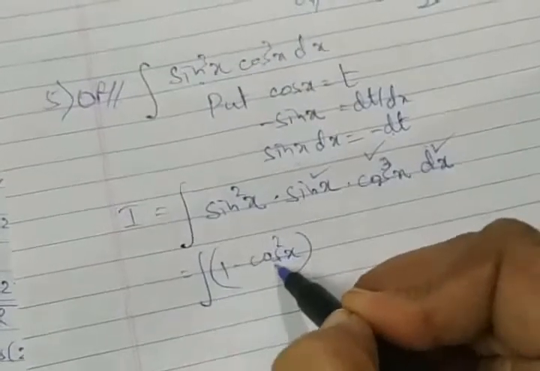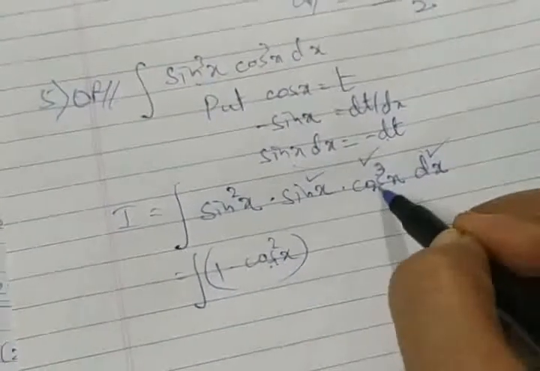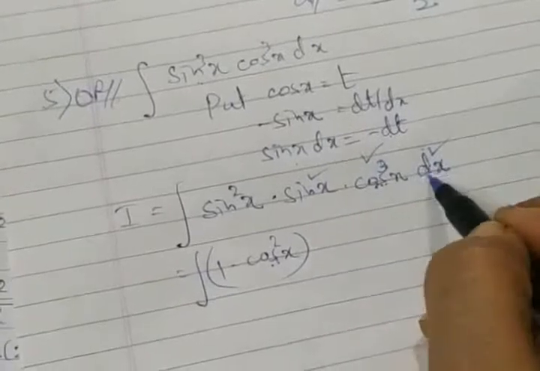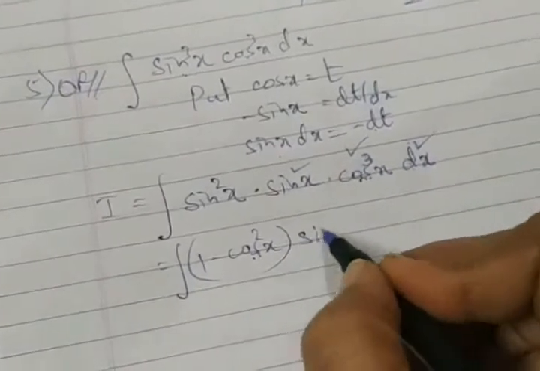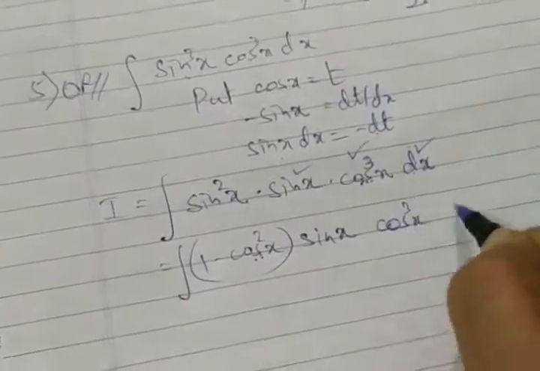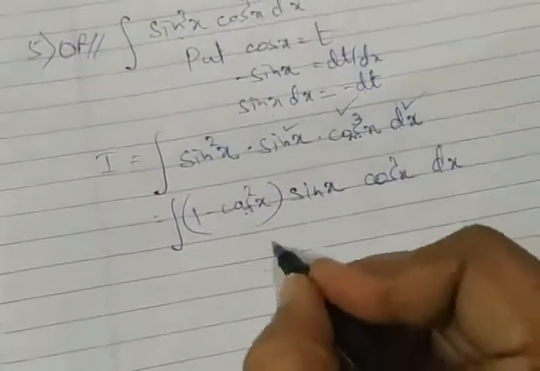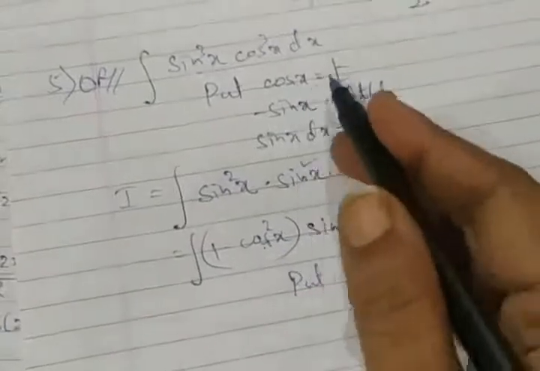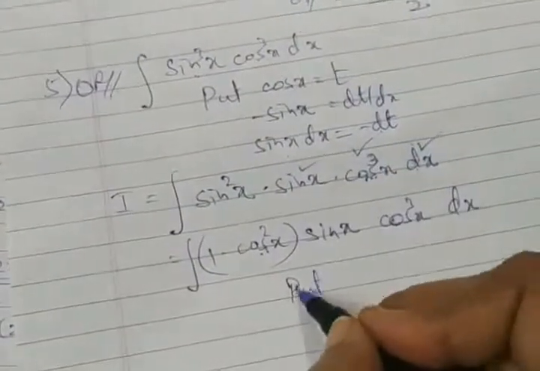Put cos x is equal to t, whose derivative can be easily balanced. So I should go for sin x kept as it is, and cos cube x kept as it is, with respect to x. So at this stage, I can claim it for the substitution.